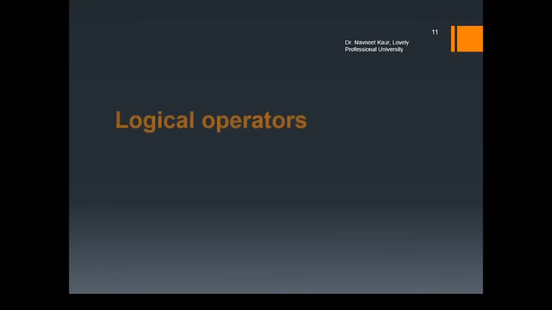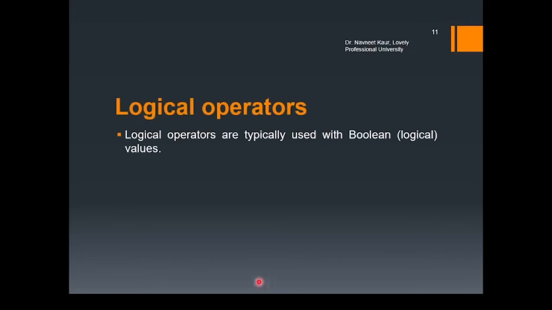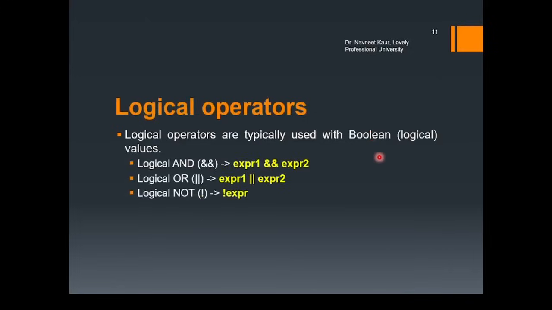Next is logical operators. Logical operators are typically used with Boolean, or you can say logical values. There are three kinds of logical operators: and, or, and not. In case of and, if both expressions or multiple expressions are true, then only the overall result will be true. Even if one expression is false, then the overall result will be false. In case of or, at least one expression out of the multiple expressions should be true, then it will return a true value.